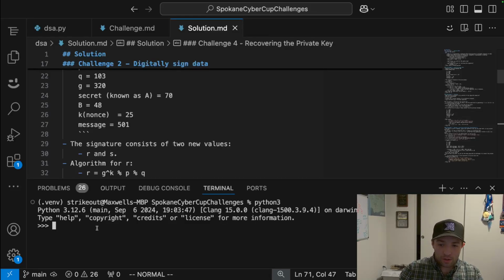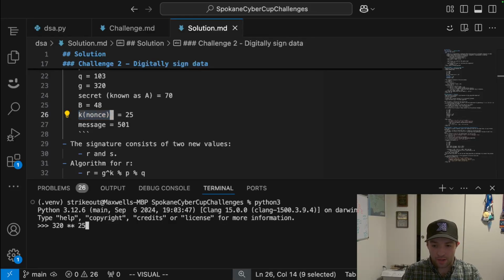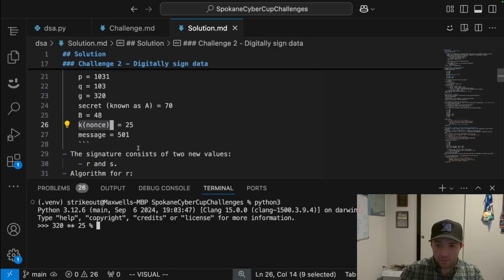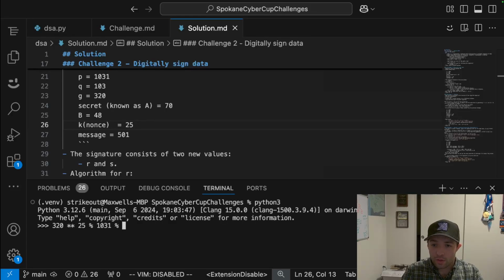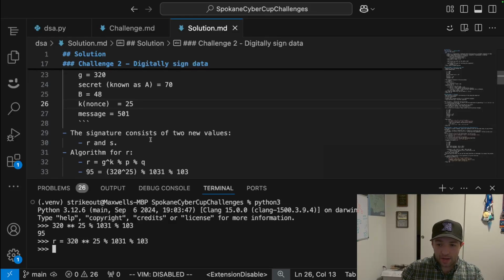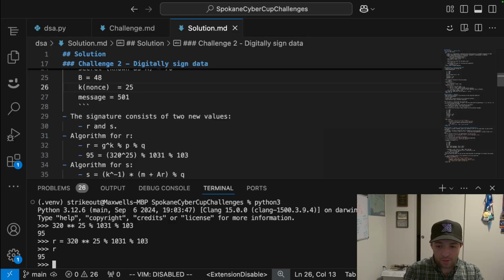So for R, we need to do G, so 320 to the K power. So K, or the nonce in this case, is that. And then we do mod P, which is 1031, mod Q, which is 103. So in theory, this should be our R value. And then we need to calculate the S. So yeah, I think that is indeed correct. I've done that one correctly.